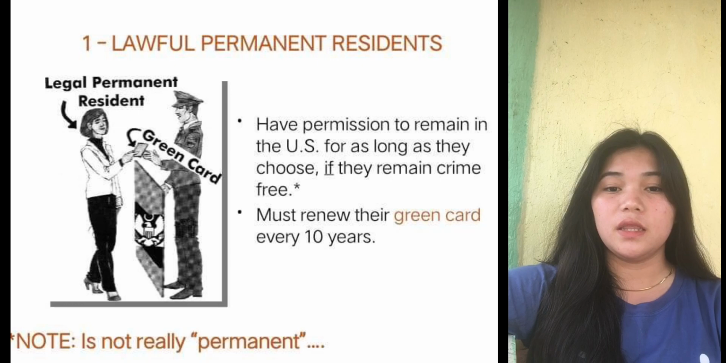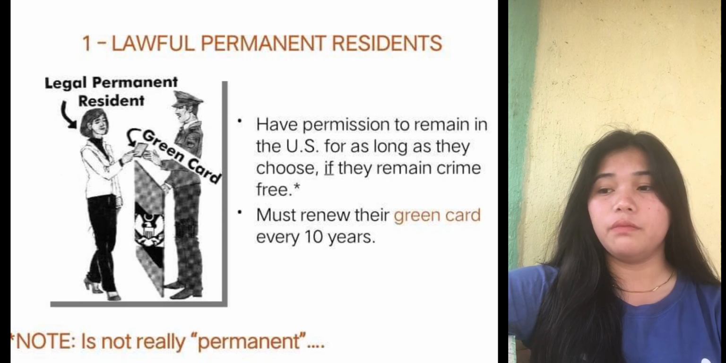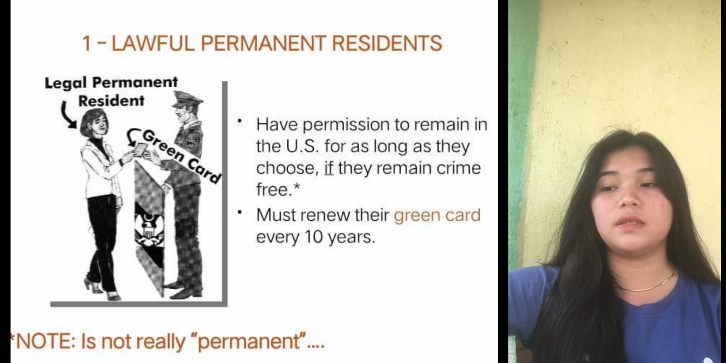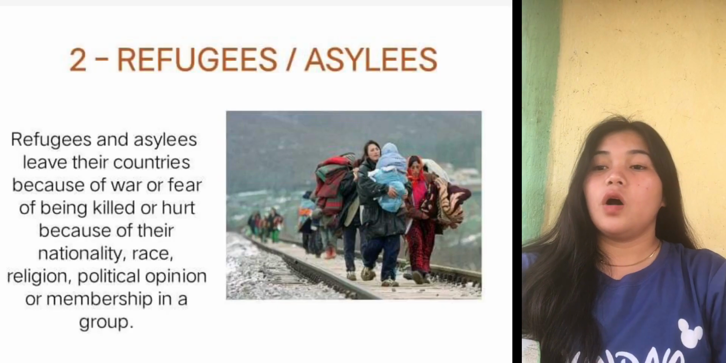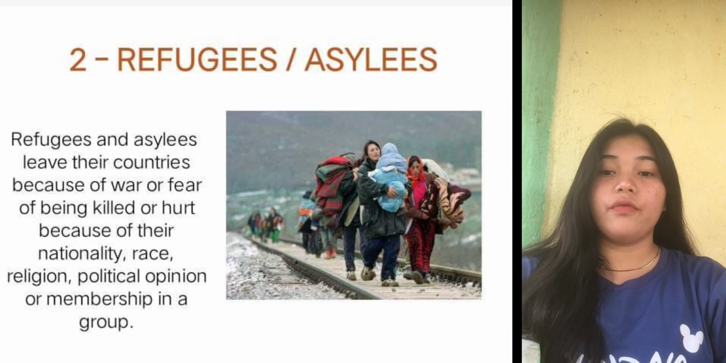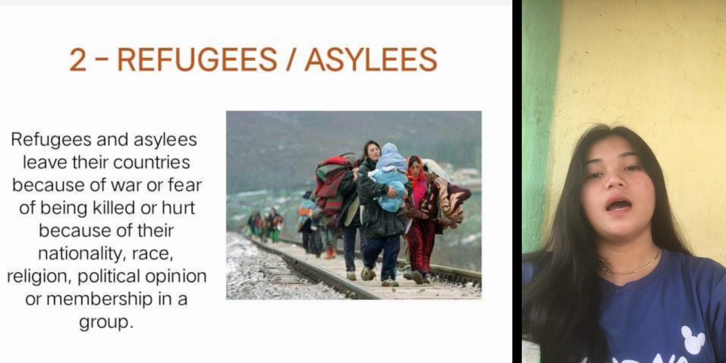As we can see in the pictures, legal permanent residents and green card holders have permission to remain in the United States for as long as they choose. If they remain crime-free, they must renew their green card every 10 years. Note, it is not really permanent. And the second category is refugees or asylees.